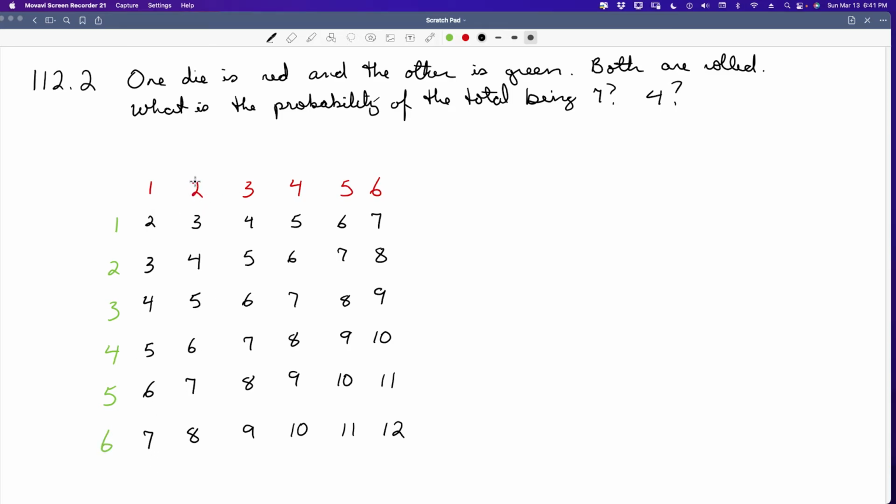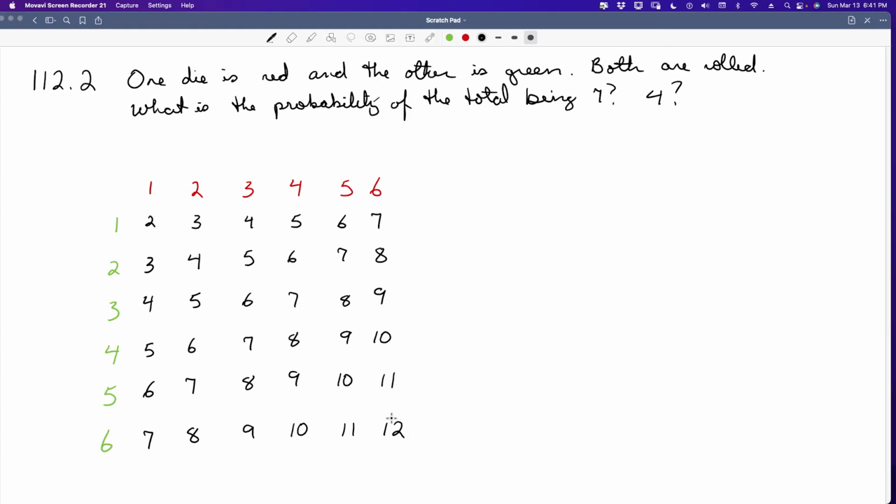If the red die landed on 2, this is the answer for what it would be if the other die landed on 1. If the green die landed on 2, 3, 4, 5, and 6, and so forth. So you can see I've mapped it all the way out to where if the red die landed on 6 and the green die landed on 6, the total would be 12, because 6 plus 6 is 12.